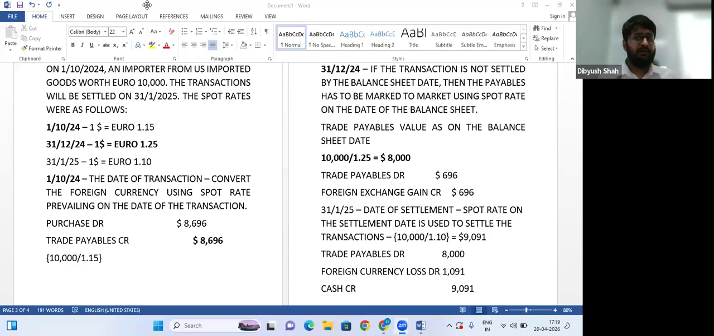This is what we call foreign currency accounting. This is actual, when the transaction has happened. There is also accounting for translation and there is also accounting for remeasurement. We will also discuss that using different methods. So that's it for today. Thank you.